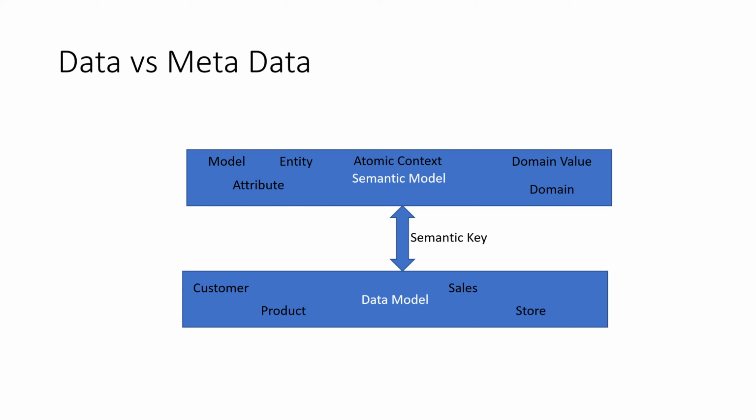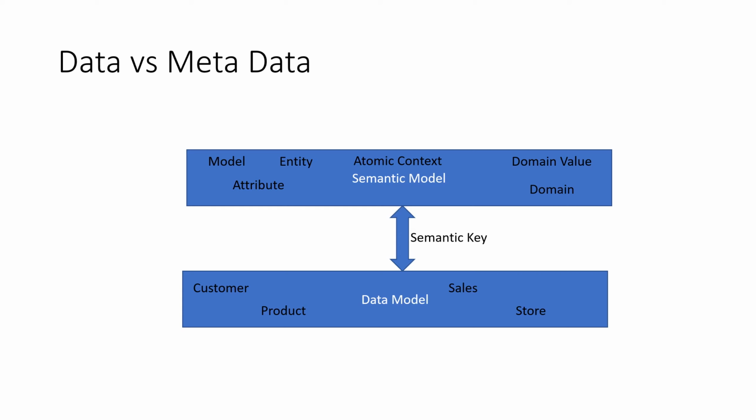There is a relationship between these two different layers in the architecture which we call a semantic key. So you can simply join between the data model and the metadata layer to understand the meaning of the data that resides in the data model. Now this might sound a little bit strange and abstract, and that is the reason why we are holding this presentation.